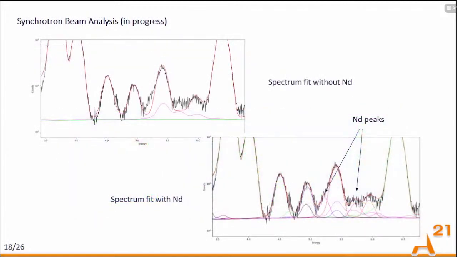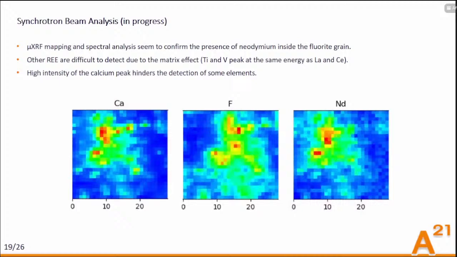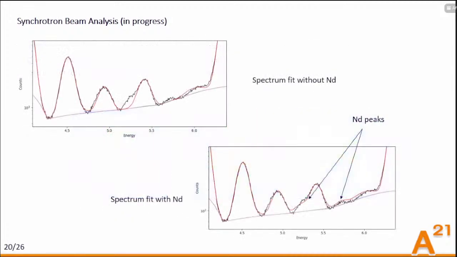But here you can see the spectrum fit. There are 2 regions, around here and here, that were missing some elements, and after including the neodymium, you can see it fits much better to the experimental data. So we are pretty sure that there's neodymium there. Here we can see another sample. It was more like a hotspot. The scale is in microns, so it's tiny, 25, 30 microns. We had the same situation: we found the neodymium inside of the fluoride.